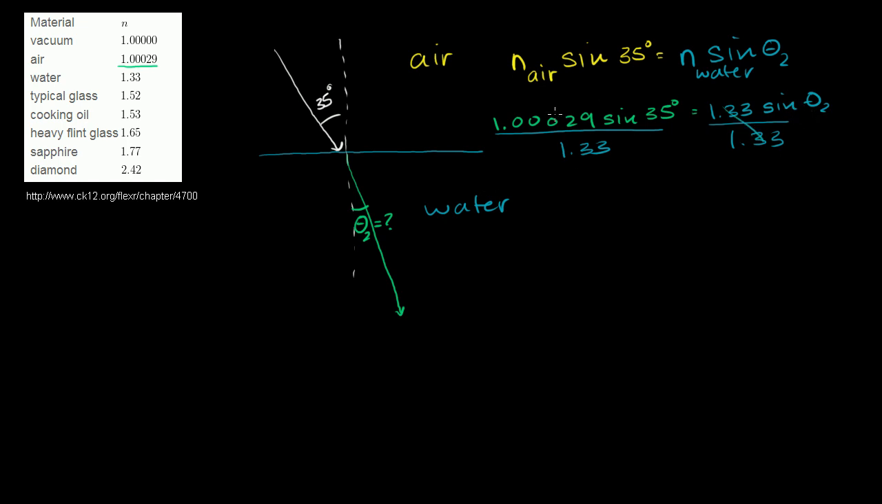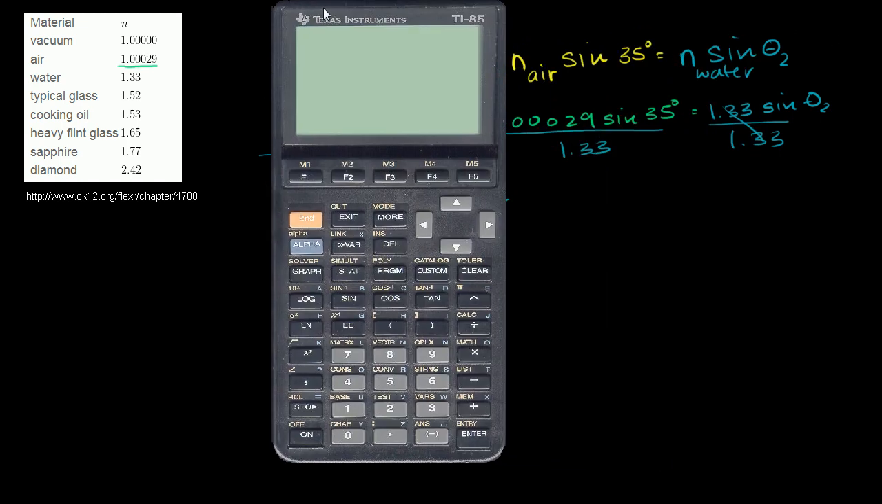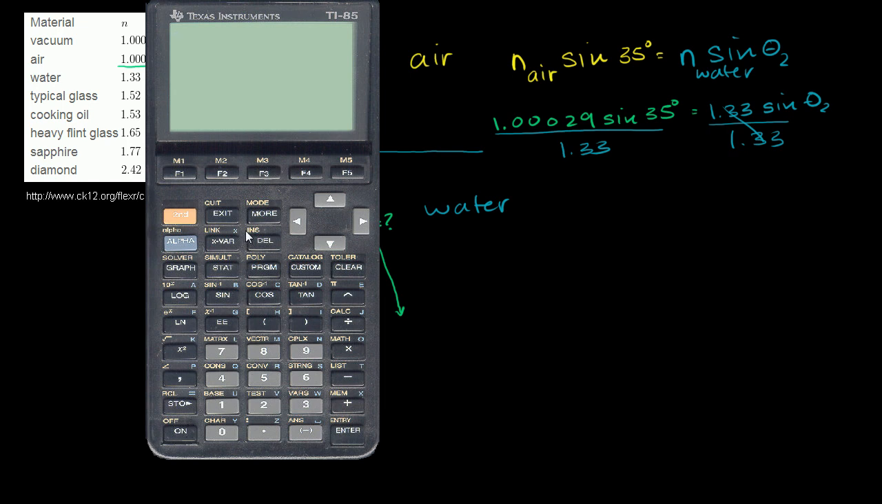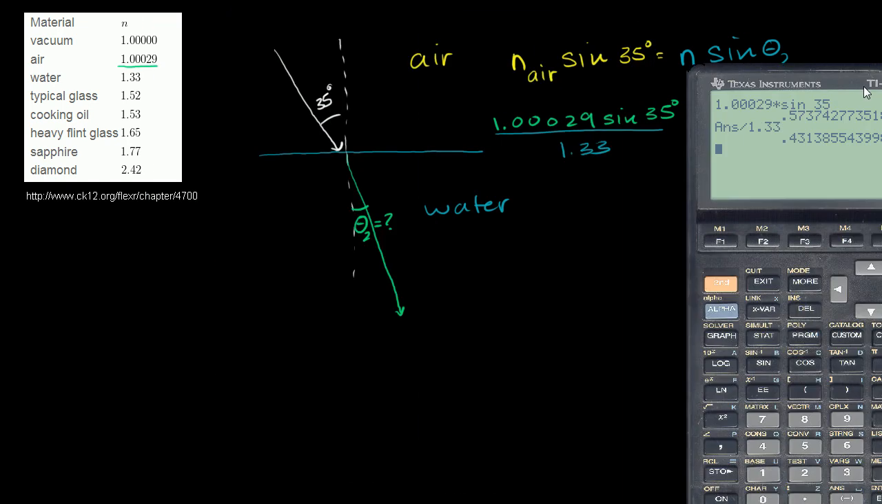On the left-hand side, let's get our calculator out for this. So let me get the handy calculator. And I made sure my calculator is in degree mode. We want to calculate 1.00029 times the sine of 35 degrees. So that's the numerator of this expression right here, that's 0.5737, divided by 1.33. I'm just dividing by the numerator here. When you just do a divide, this answer means your last answer. So that's the numerator up here, divided by that denominator. And so I get 0.4314. I'll just round a little bit.